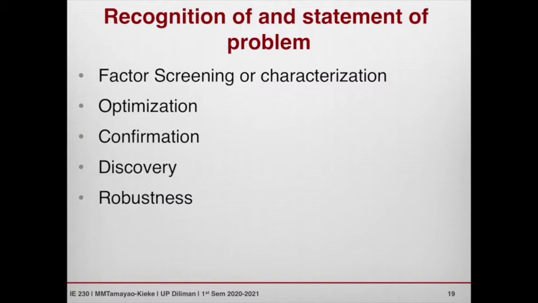And then lastly, we have the robustness problem, where the experimenter would want to know what levels of the factors lead to unacceptable variability in the response variable. We could also think of this kind of experiment as one where we try to determine what factor levels enable us to minimize the variability in the response.